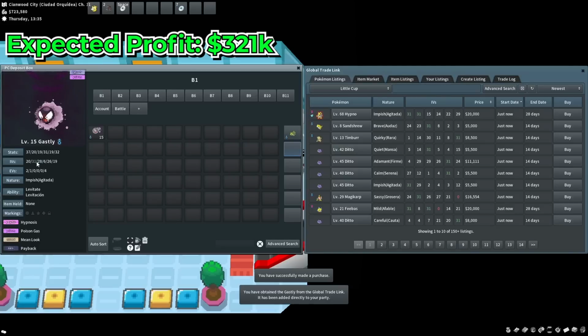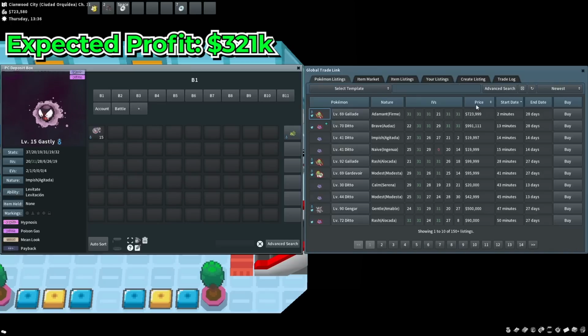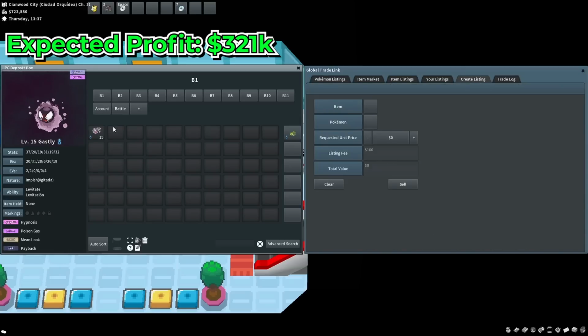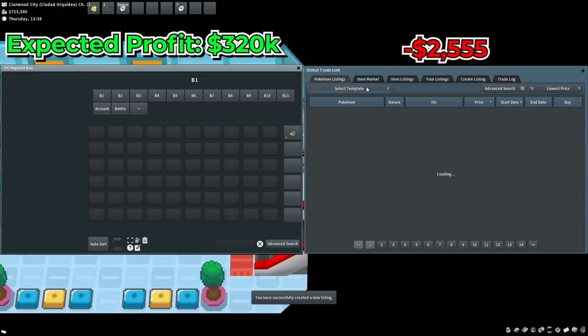Let's see, this Ghastly here has 31, just like the Magikarp, but it's from the Chaos egg group, so its value is a little bit lower, yep, and I wanted to show you guys this, so we'll be underlisting this one here. The important thing here is for you to understand that different egg groups have different price points for each of the IVs, and in some of them there is more value than in others. Let's just see, yep, that's right.